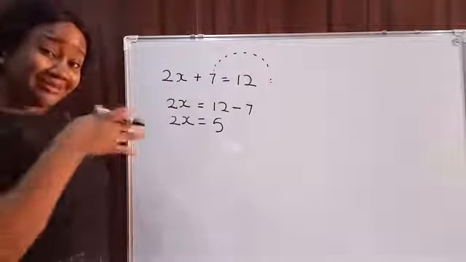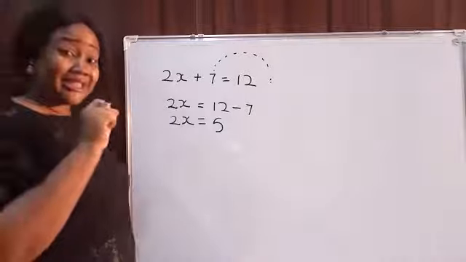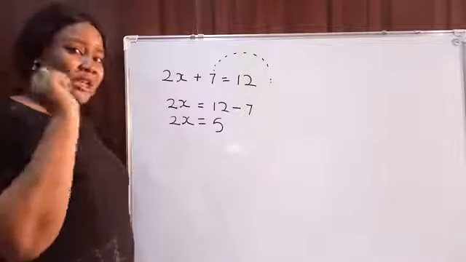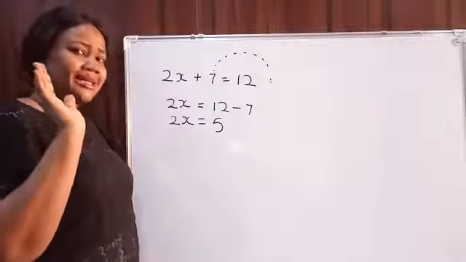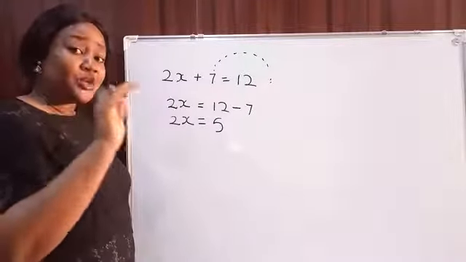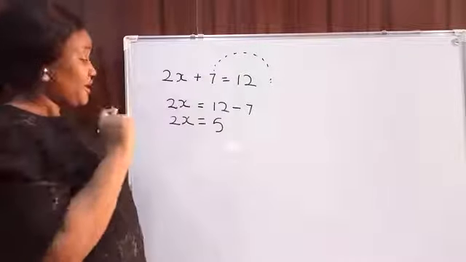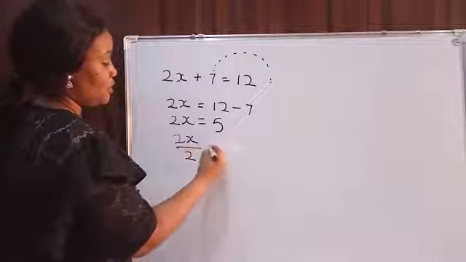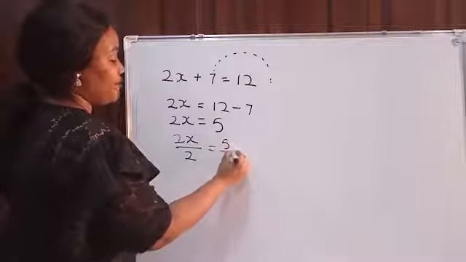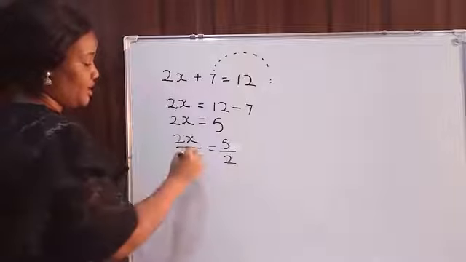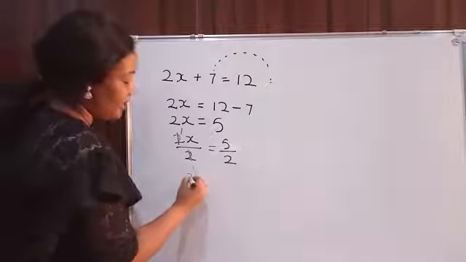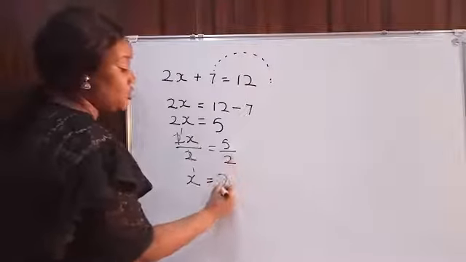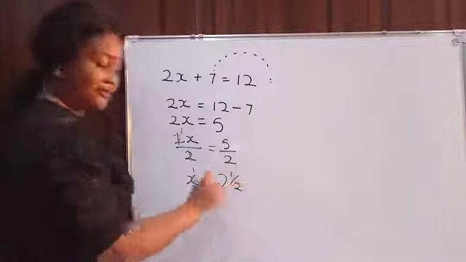x is still not alone. x has an attachment that it doesn't need. What do we do again? We need to isolate x. Remove that coefficient in front of x so it's x standalone. And how do we do it? We divide both sides by 2. And we have 2x over 2 equals 5 over 2. You cancel out. We have x equals 5 over 2, which is 2 and a half.